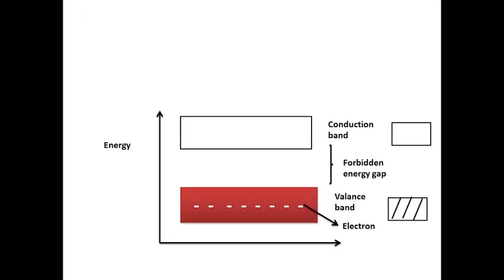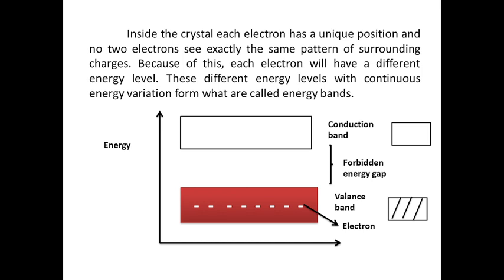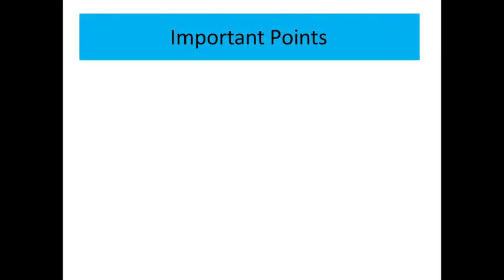In that case, what happens? These electrons see exactly the same pattern of surrounding charges. Because of this, each electron will have different energy levels. These different energy levels with continuous energy variation form what we call energy bands. So we have the energy bands called conduction band and valence band. The conduction band is always above the valence band and is always empty, whereas the valence band consists of completely filled electrons. The gap between these two bands is known as the forbidden energy gap. On the basis of energy gap, we can understand different kinds of materials.